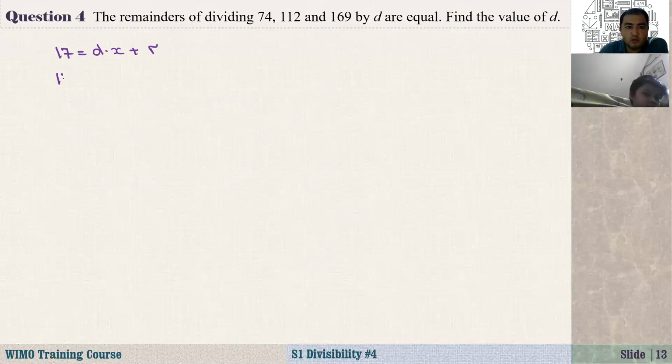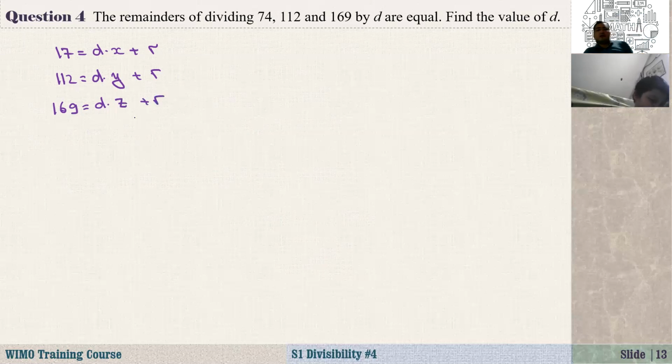And again, 112. If you just divide this by d, our quotient is y. The remainder, again, is r. Again, here we have 169. If you divide this by d, the quotient is z. Again, the remainder is r. Now I'll use the idea that if two numbers give the same remainder r when divided by d, how about if we subtract 112 minus 74? Why did I write 17? It's 74.